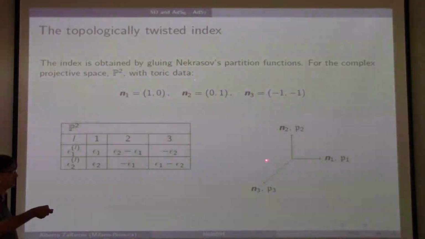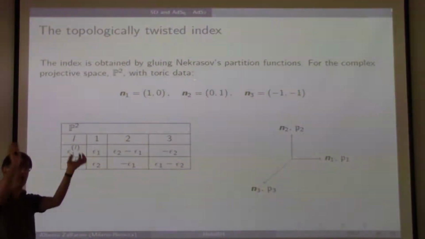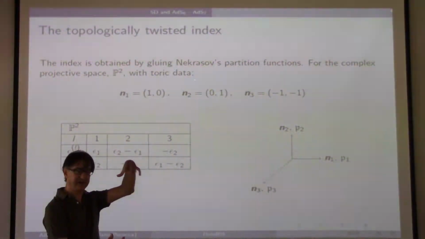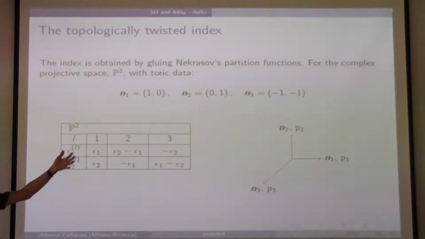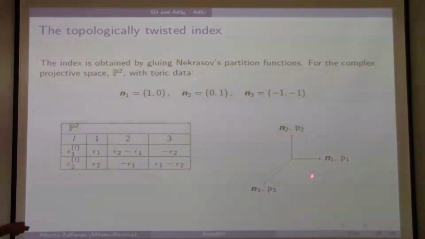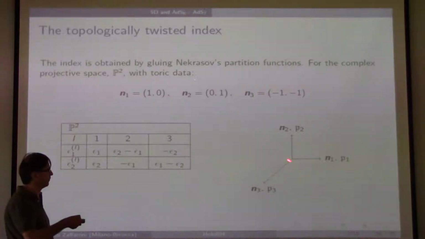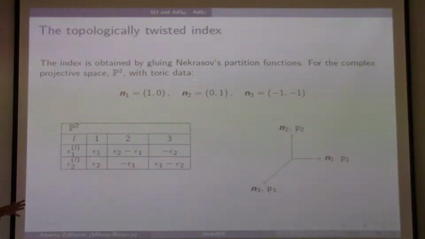This is another copy of C2. You glue it together, pretty much like you make the sphere by gluing the north charge with the south charge. And this vector tells you how you have to glue it. So you can obtain P2 by gluing copies of flat space.